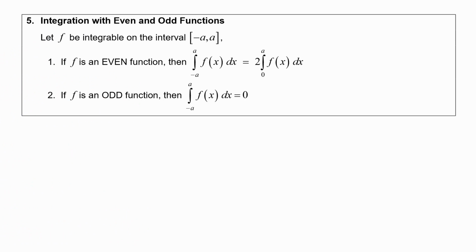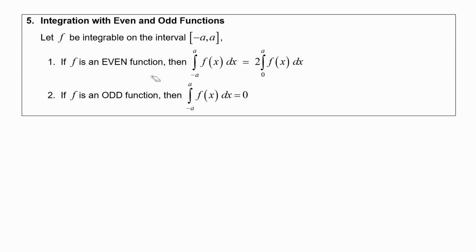Next, we look at integration with even and odd functions. Let f be integrable on the interval -a to a. So notice this is a symmetric interval, meaning we go as far in the negative direction as we do in the positive direction. We get two cases. If f is an even function, then the integral from -a to a of f of x dx is equal to 2 times the integral from 0 to a of f of x dx.